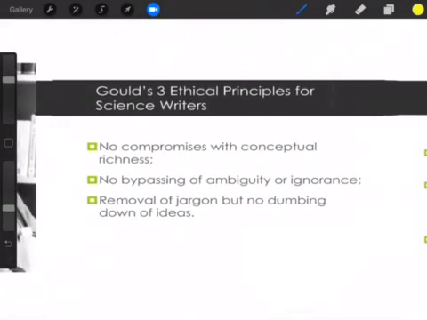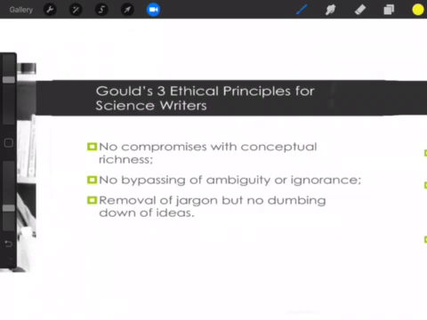So the three principles that I like to highlight include no compromises with conceptual richness when trying to write for audiences when you're a science writer. So making sure that you're still bringing in that storytelling component, some creativity, some interesting pieces that can capture your audience. So you keep that richness. But also no bypassing of ambiguity or ignorance. So making sure that you're not assuming your readers know too much, or speaking down to them and explaining too much. So this is a very fine line that we have to practice walking.